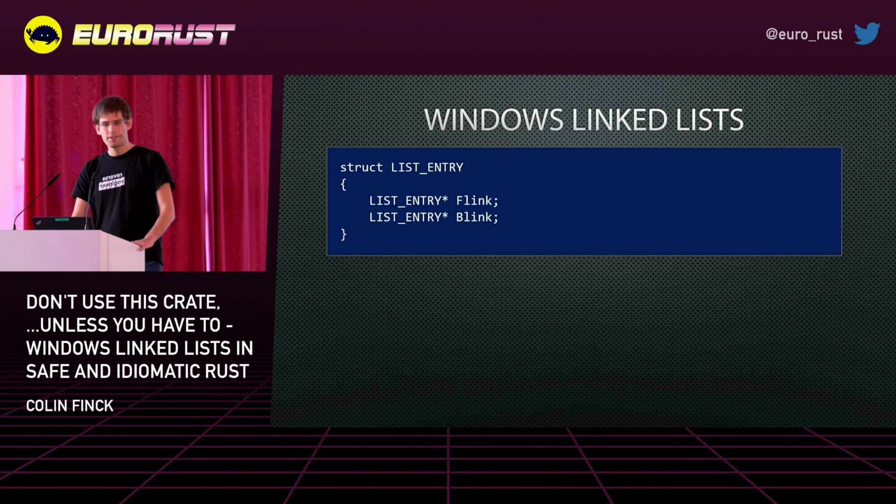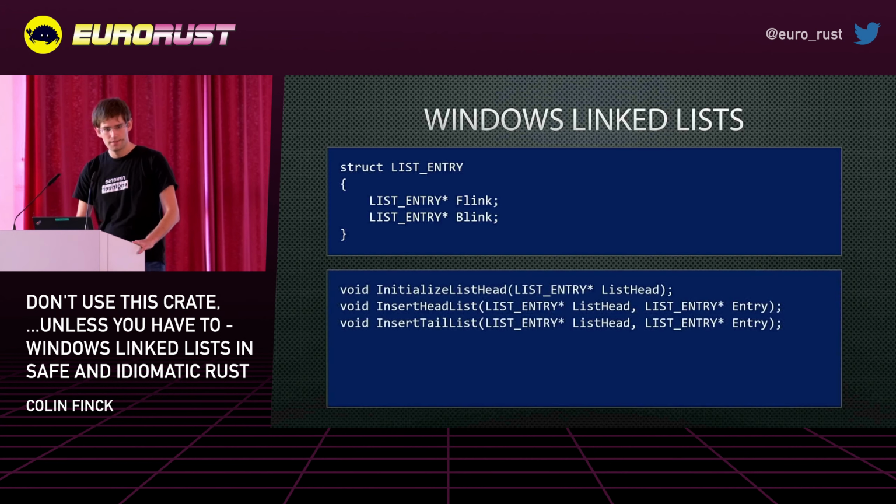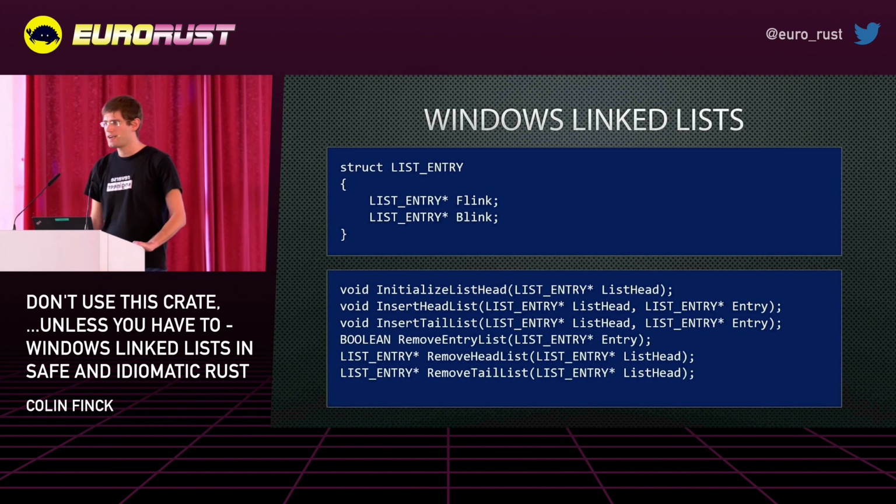And this implementation actually comes with a few APIs. So there's InitializeListHead to actually initialize it. I will tell you soon what initializing means here. We have InsertHeadList and InsertTailList to insert elements at the front and the back. Notably, there's no API for the Windows linked list to insert an element in the middle. We have 3 APIs to remove entries, again, front or back, or if you already have a pointer to that element that you want to remove.